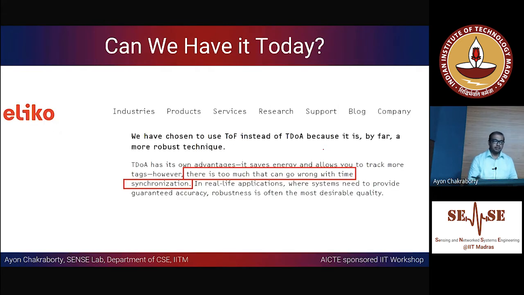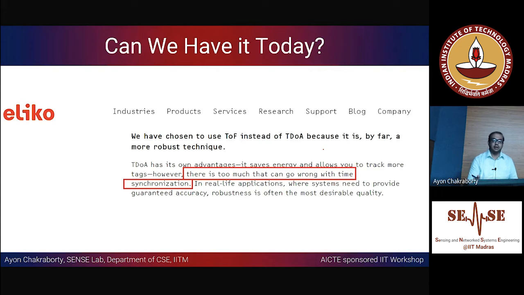So as a practical example, this is a startup, I think an Estonian company, which manufactures all such localization products. And they have a very clear explanation about why they still chose TOF instead of TDOA. TOF, the time of flight, although it could be slow, since it has to do this two-way ranging, is robust and stable. Whereas TDOA, time difference of arrival, might not always be the best solution.